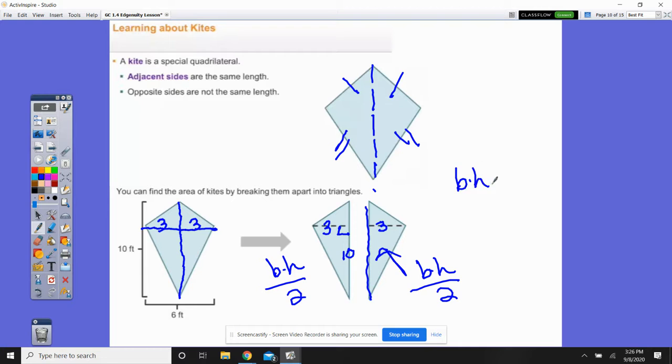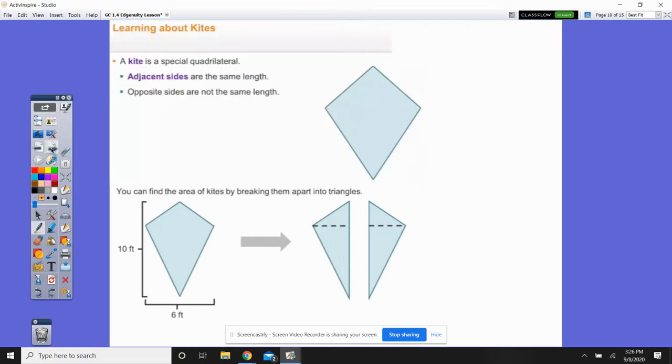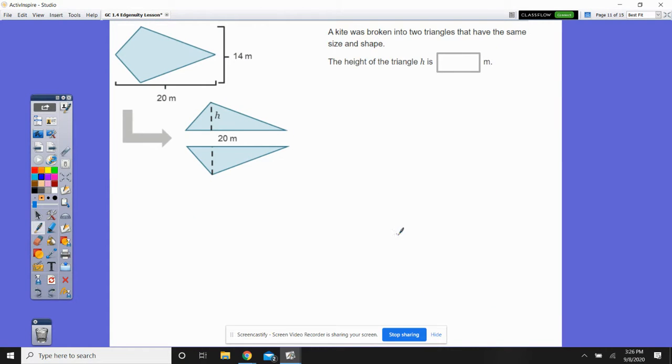Base times height, divide by 2. 10 times 3 divided by 2 is 30 divided by 2. This guy is 15 and this guy is 15. 15 plus 15 is 30, and it would be 30 feet squared for that kite by cutting it up and finding the area of the triangles.